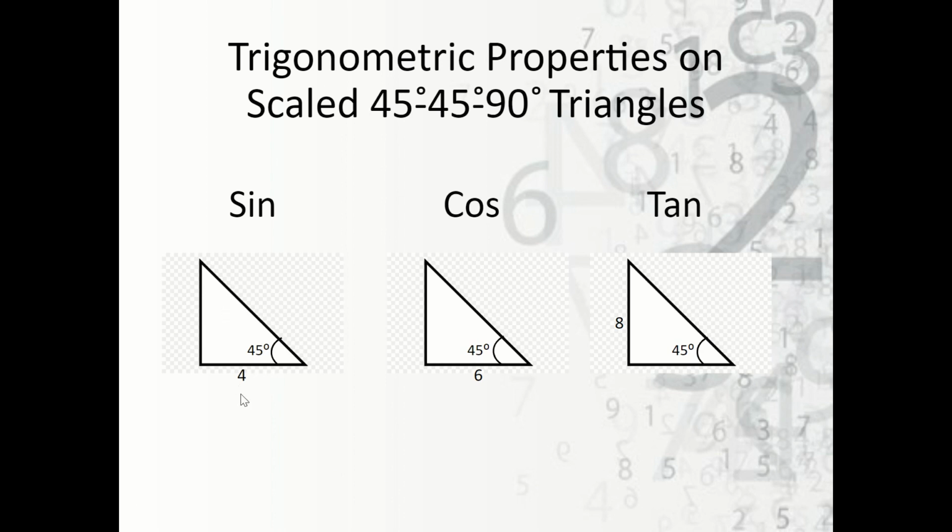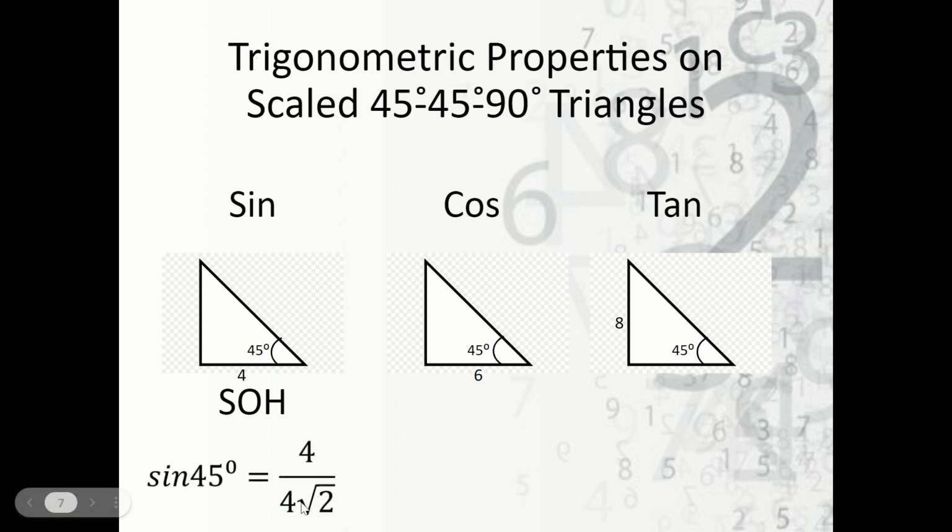And what we end up with is opposite over hypotenuse. So this side length should be 1, but we're scaling it by 4. So 1 times 4 is 4. So we should end up with our opposite being 4. And our hypotenuse should be square root of 2, but we multiplied by 4. So it should be 4 square root of 2. So we should end up with 4 over 4 square root of 2.